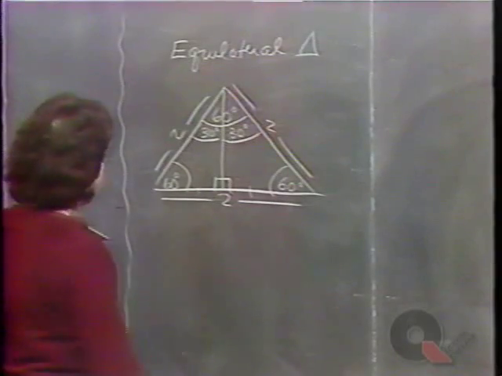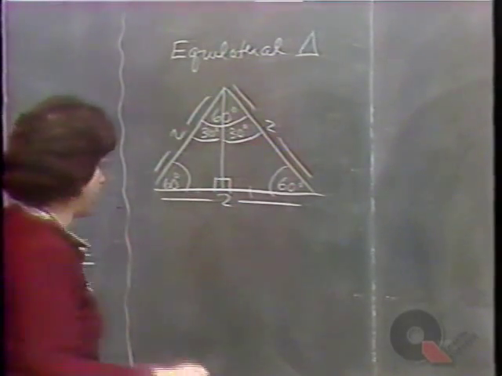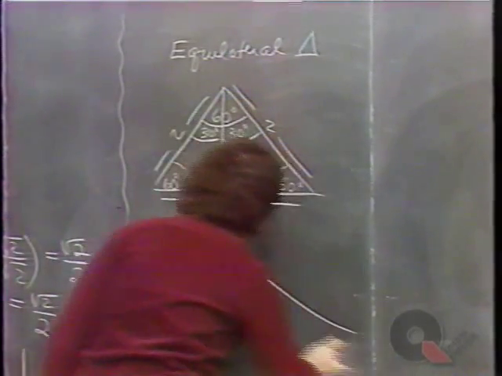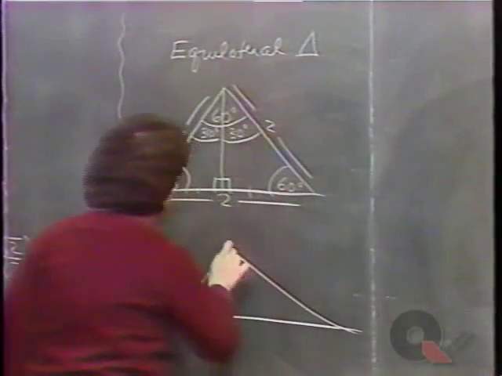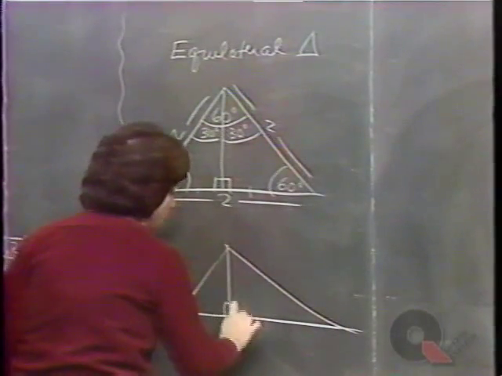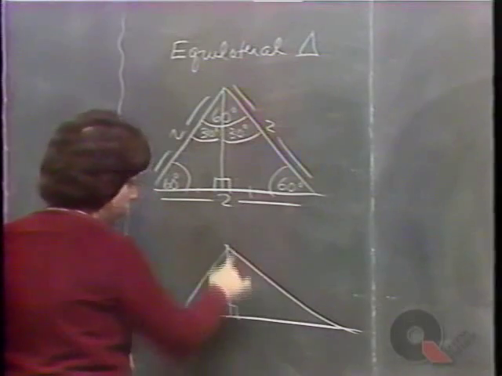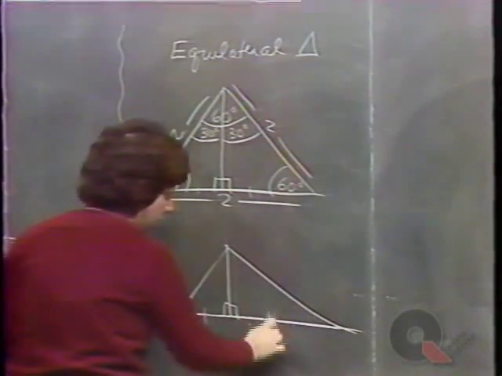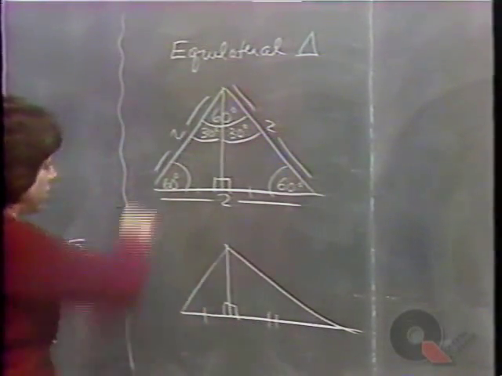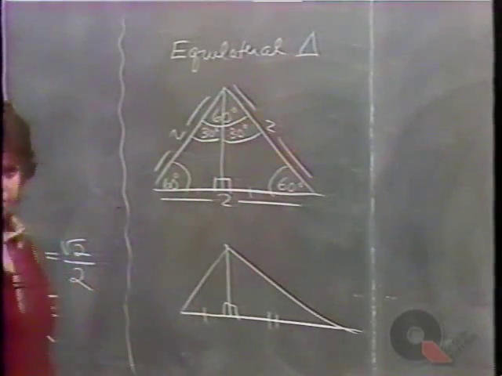Now, by the way, this is not true in all triangles. Let's say we had a triangle that looks something like this. You will notice that the altitude clearly is not a median to the base here. This altitude does not bisect the base. But in an equilateral triangle, it does.